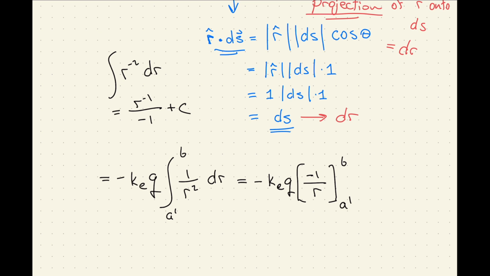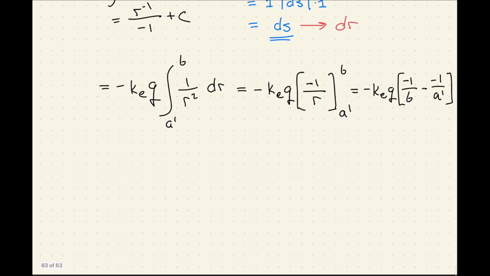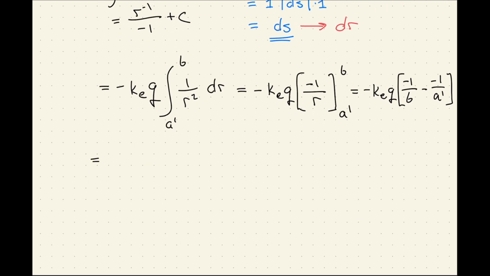So, cool. Now let's solve this. We have minus here, we have KEQ, and how you solve this is you plug in the top bound. So I have minus 1, I plug in the top bound into r, which is b. I put a minus sign, and then I put the same thing over here, the bottom bound, which is a prime, okay? And now I can get an answer over here.